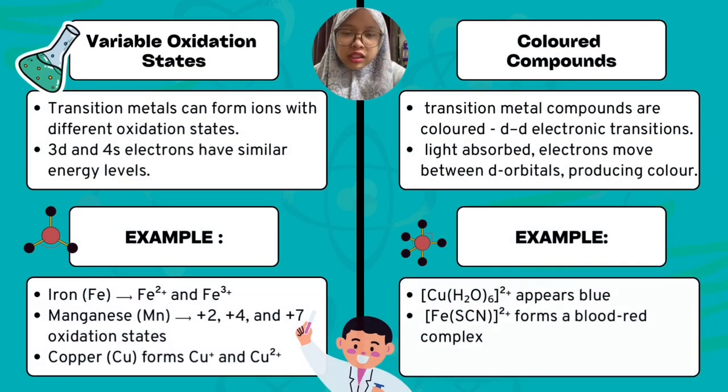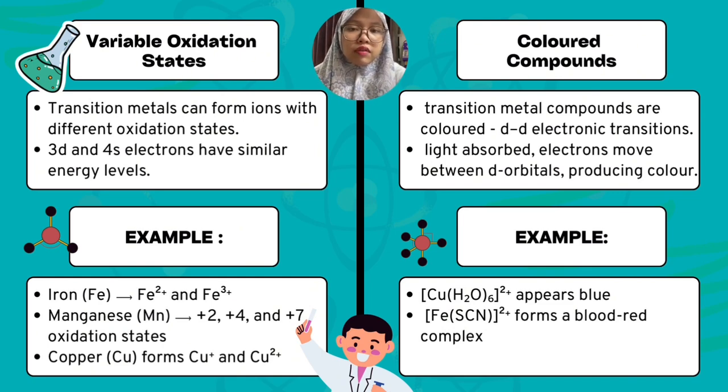Variable oxidation states. Transition metals can form ions with different oxidation states because their 3d and 4s electrons have similar energy levels, allowing them to lose different numbers of electrons. For example, iron can exist as Fe2+ and Fe3+. Manganese shows several oxidation states such as +2, +4 and +7, and copper can form Cu+ and Cu2+.